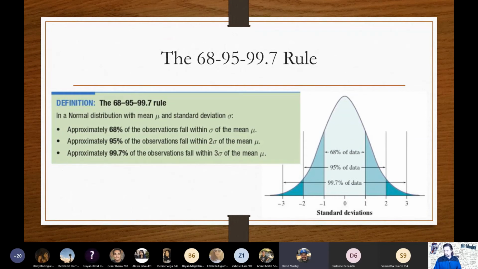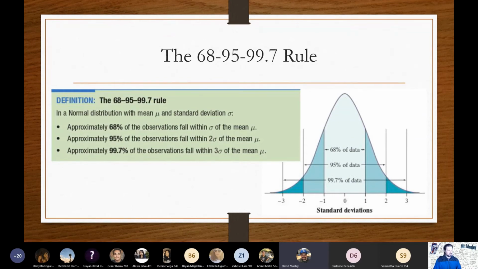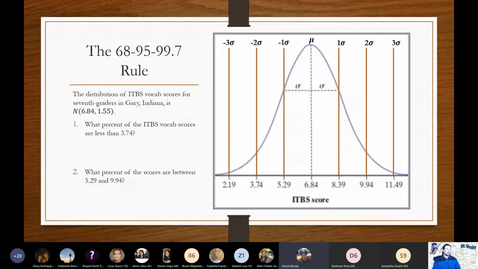All right, so we're ready. So here's our example. Again, we have our ITBS vocab scores represented in this normal curve. And our notation here that is new, the N, parentheses 6.84, comma 1.55. Once again, this first number written here, we call this an ordered pair, is mu. This is our mean. The 1.55 is the standard deviation.